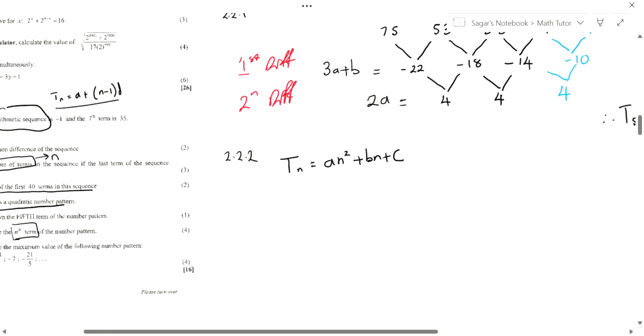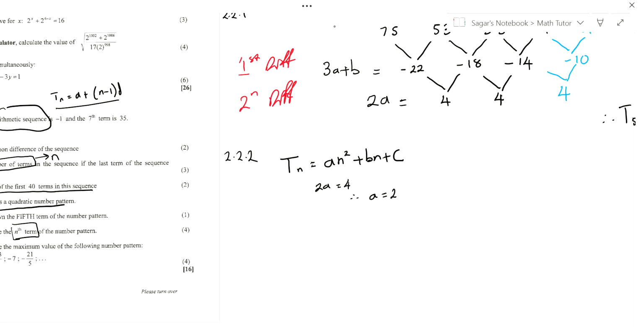So 2a is equal to 4. Therefore a is equal to 2. Then 3a plus b is equal to minus 22. We know the value of a calculated above.